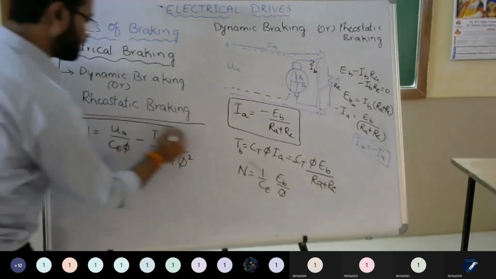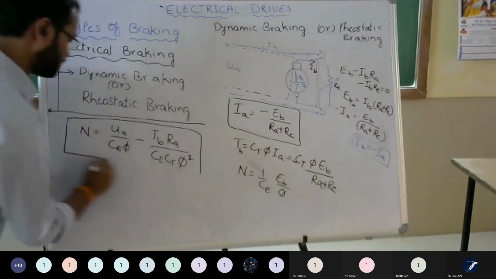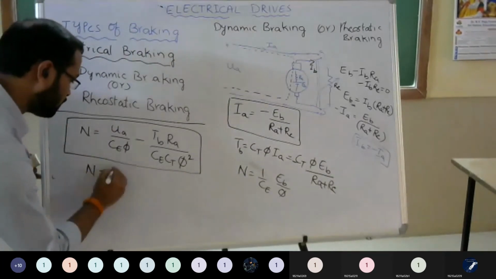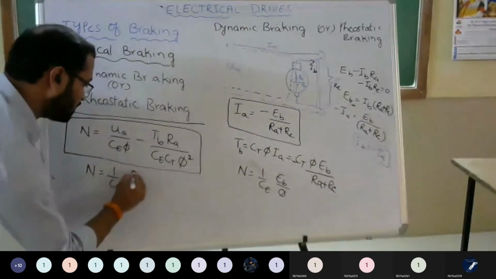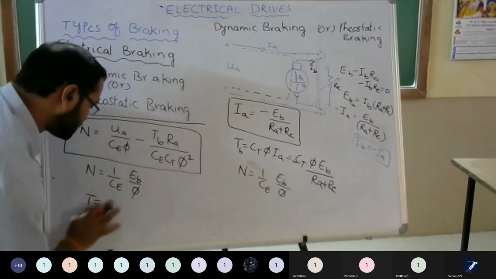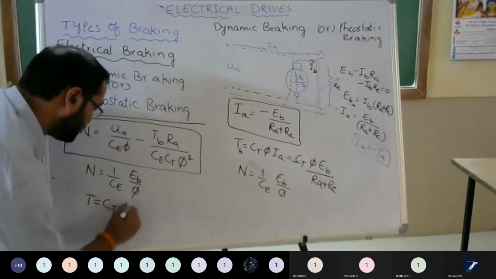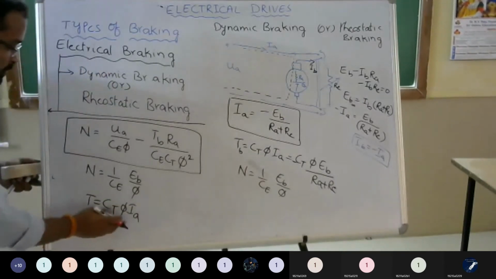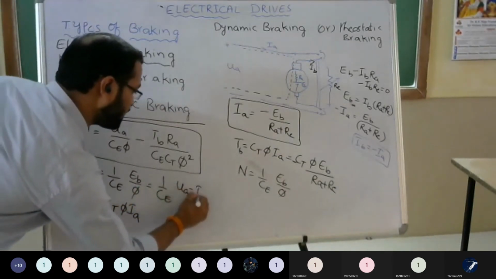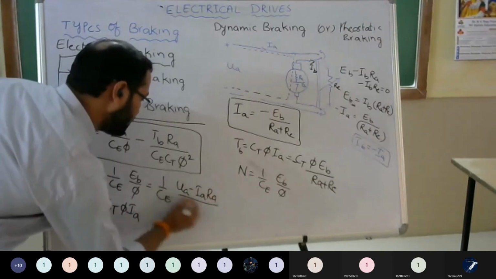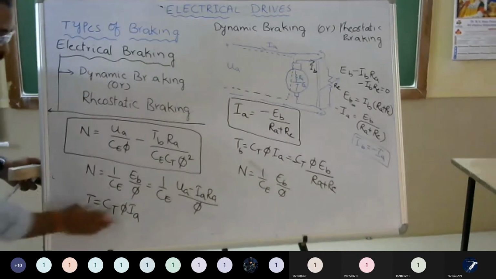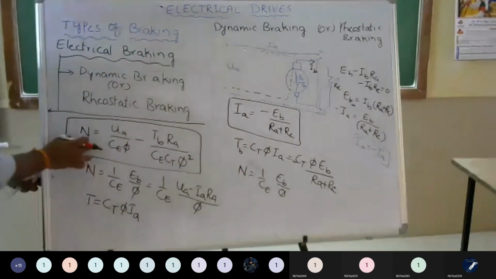This is the speed torque equation of the motor. In the first chapter we derived N is equal to 1 by CE into EB by phi. Then we derived torque is equal to CT into phi into IA. Then we substituted EB equal to UA minus IA RA, divided by phi. In this, IA is equal to torque by CT into phi, we substituted here, then this equation will come.